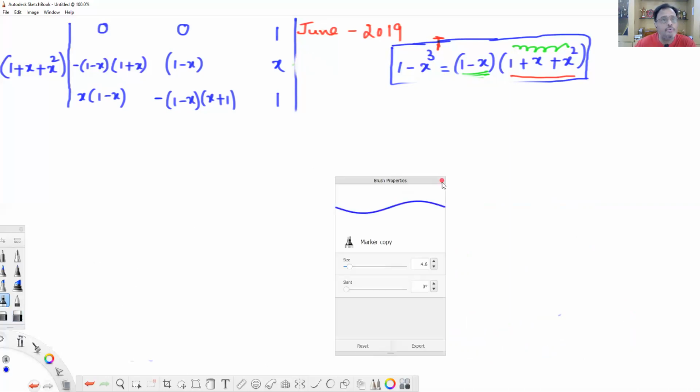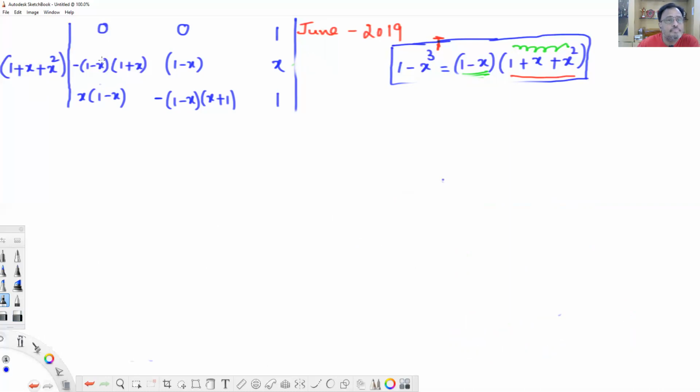So then what you can do now? Look here. In the first column, 1 minus x is common factor. In second column also 1 minus x is common factor. First I'll write 1 minus x, first column. That is LHS is equal to 1 plus x plus x square. First column 1 minus x I am taking. Second column also 1 minus x I am taking.